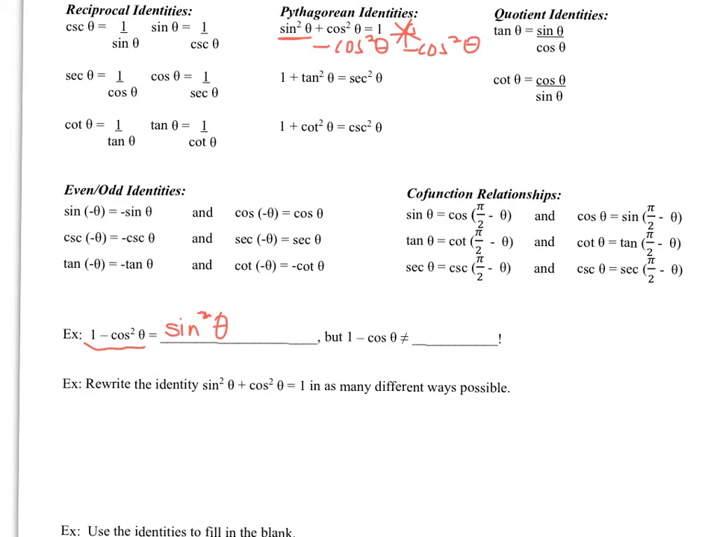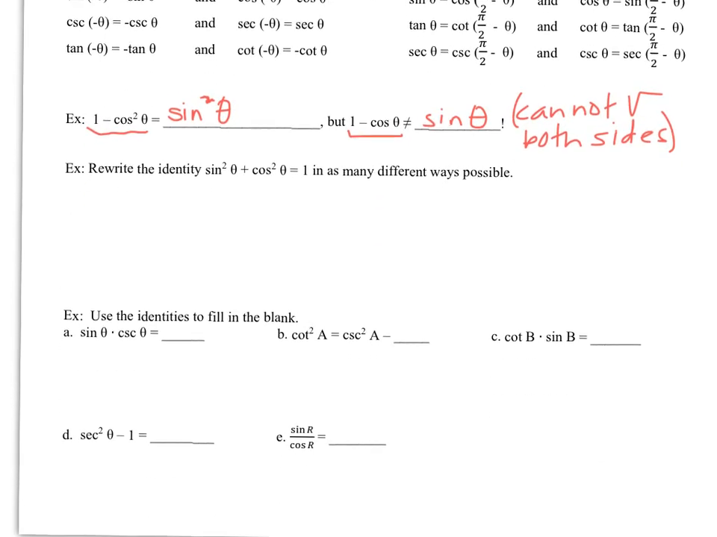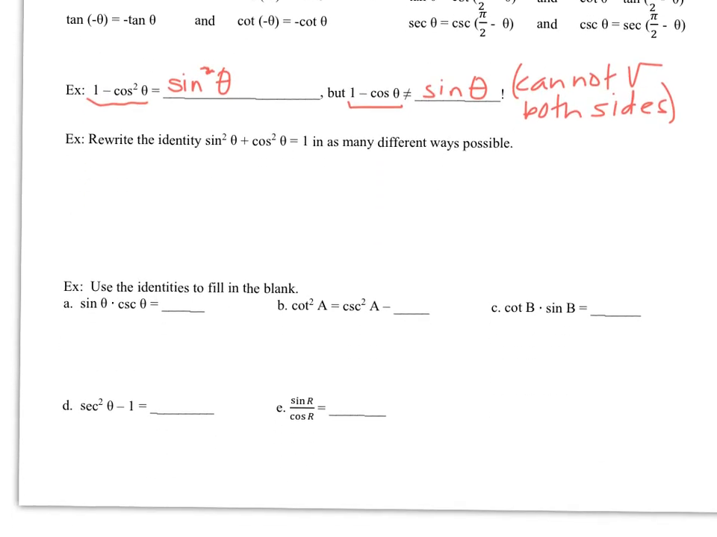But the thing we have to be careful about is if we have just 1 minus cosine theta, that doesn't equal just sine theta. We cannot square root each side because of that subtraction. So we just have to be careful with what ways we can interpret it and what ways we can't. That being said, let's take a look at that expression or that equation in more detail. The Pythagorean identity: sine squared plus cosine squared theta equals 1. How can we rewrite that in as many different ways as possible?